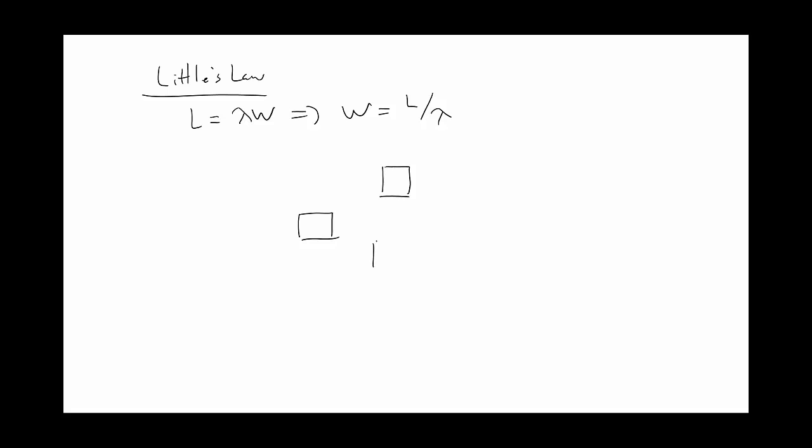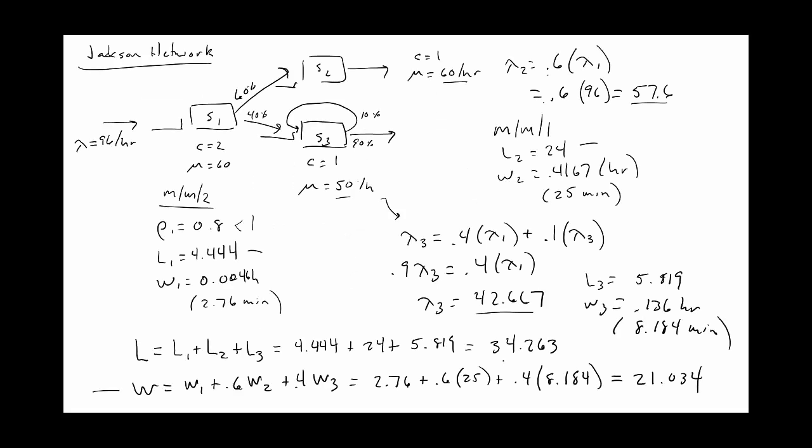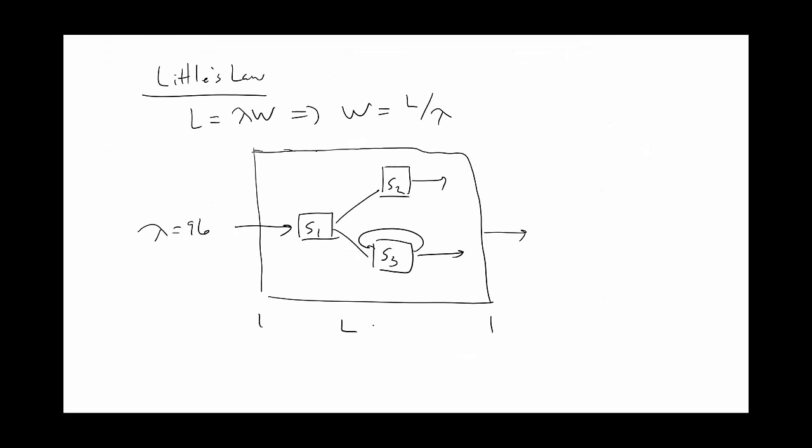So what I'm going to do is I'm going to consider my system. If we think about an abstract view of our system like this, here's S1, S2, S3, everything comes in here and things leave here, and we have some reentrancy here. I'm going to think about this system by just sort of drawing a box around our system. And I'm going to apply Little's law to our outer system, right? Because we know the lambda to our outer system is 96, and now we know the L value, right? We just computed the L value. The L value is 34.263.